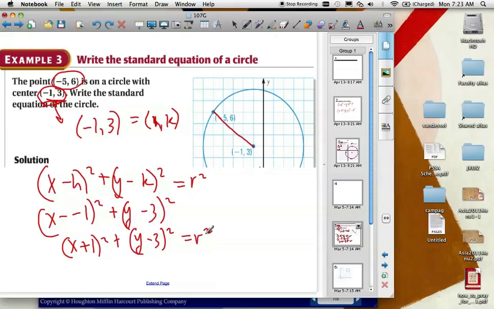We need to find r squared because we don't know it. We know it's the distance from there to there. You could cheat a little bit and just count the lines out, but we want to be sure that it's right on the edge, so we're going to actually find it.